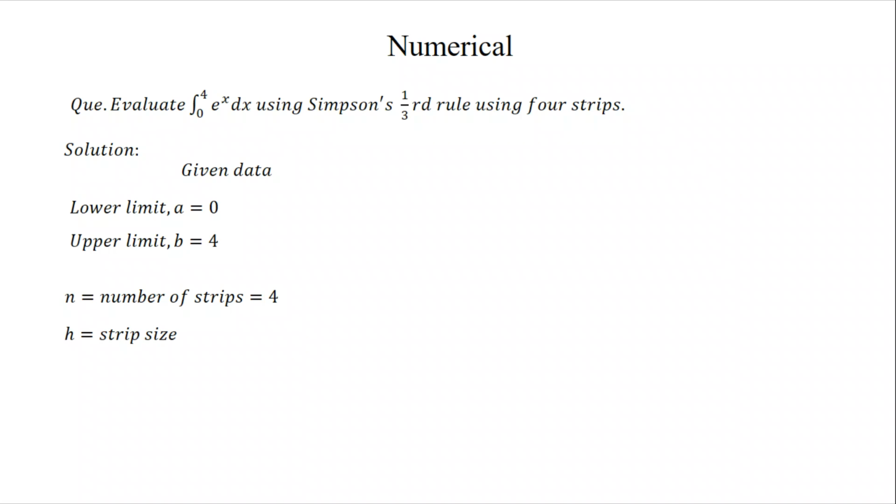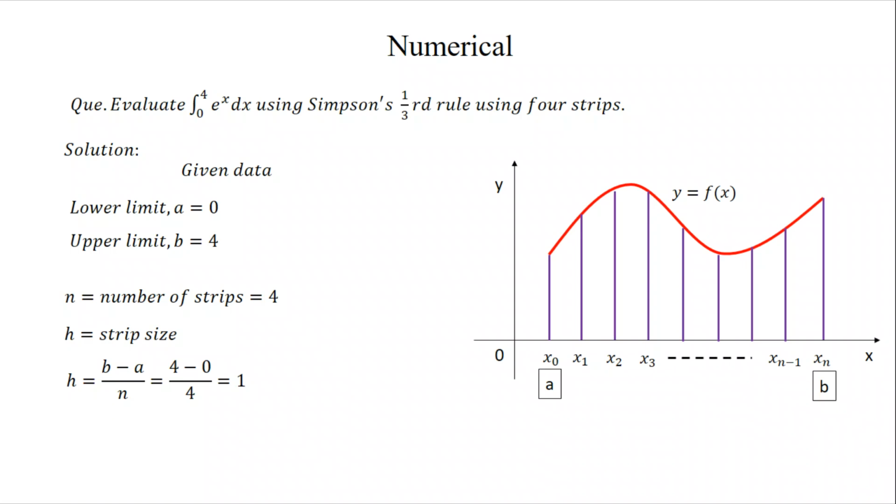Here the strip size is not given. So how to calculate the strip size? That is final limit minus initial limit upon number of strips. So the formula becomes h is equal to b minus a upon n. Put the value of b as 4 minus initial limit 0 upon 4. Then we'll get the strip size 1.